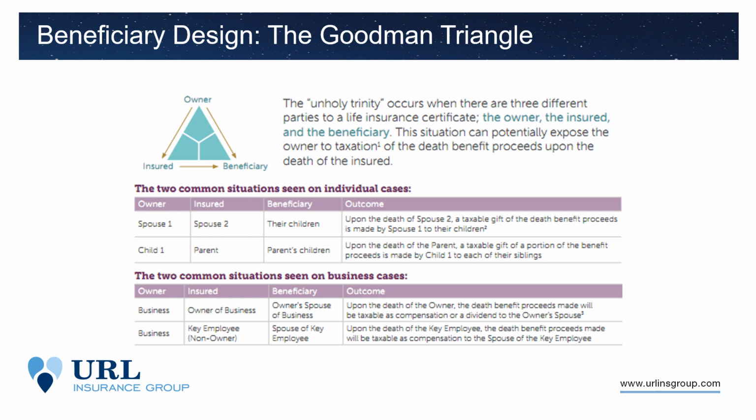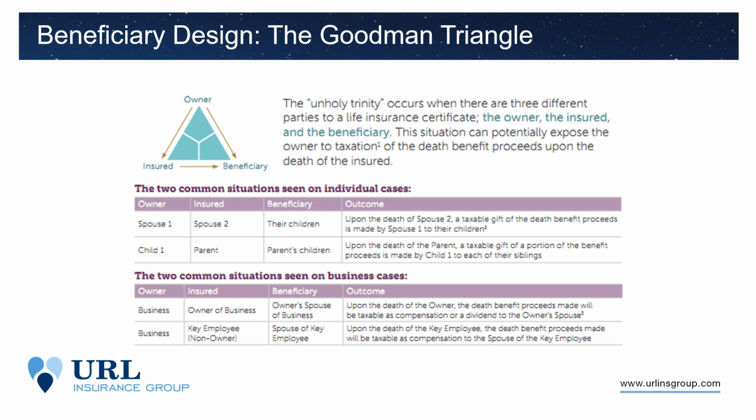The two common situations where we see this happening is where we have the owner being spouse one and the insured spouse two. So let's say the owner is the husband and the insured is the wife. They name their children the beneficiary. Well, upon the death of spouse two, which is the wife, a taxable gift of death benefit proceeds is made by the husband to their children. It is looked at that the husband is gifting their children that amount of insurance.